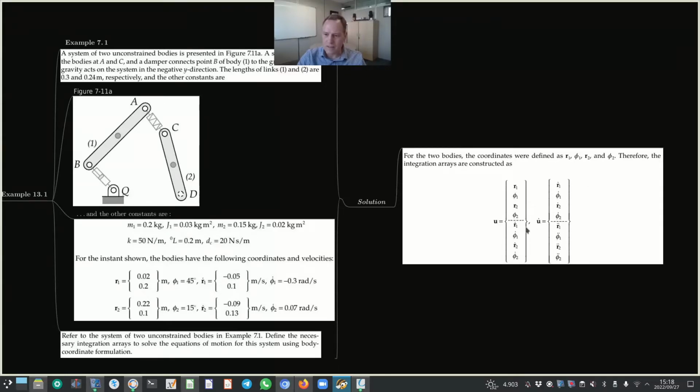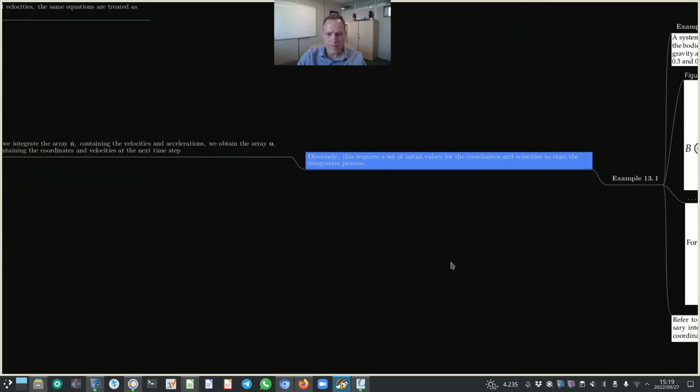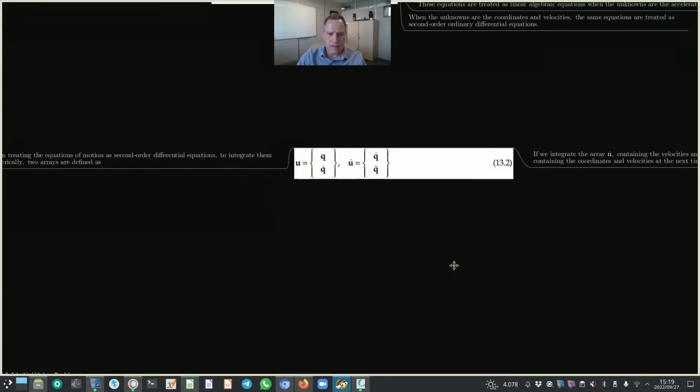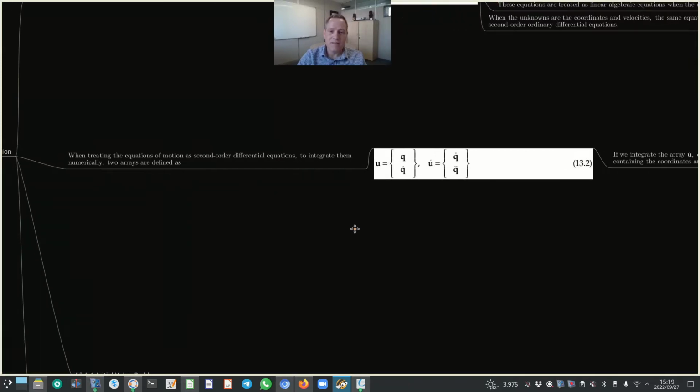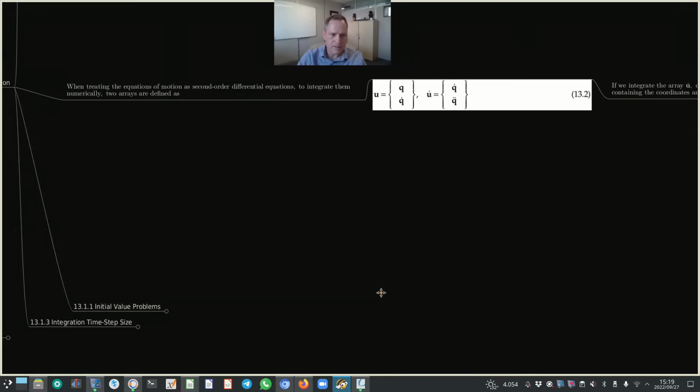And similarly, the integration array u dot consists of the compounded column array, which consists of the velocities and accelerations of these two bodies. Okay, so it's a very simple example, and it's merely an example to illustrate that these integration arrays are indeed trivial to define for a mechanism.